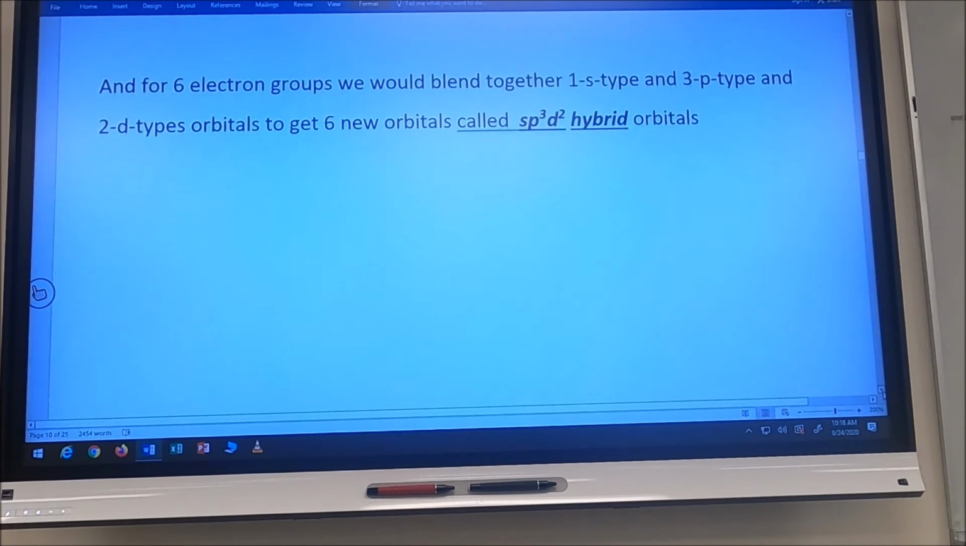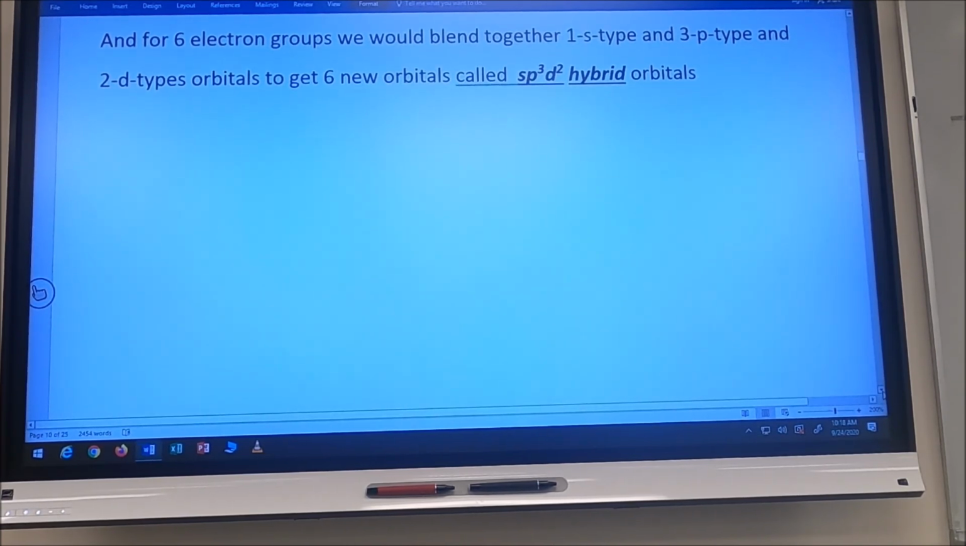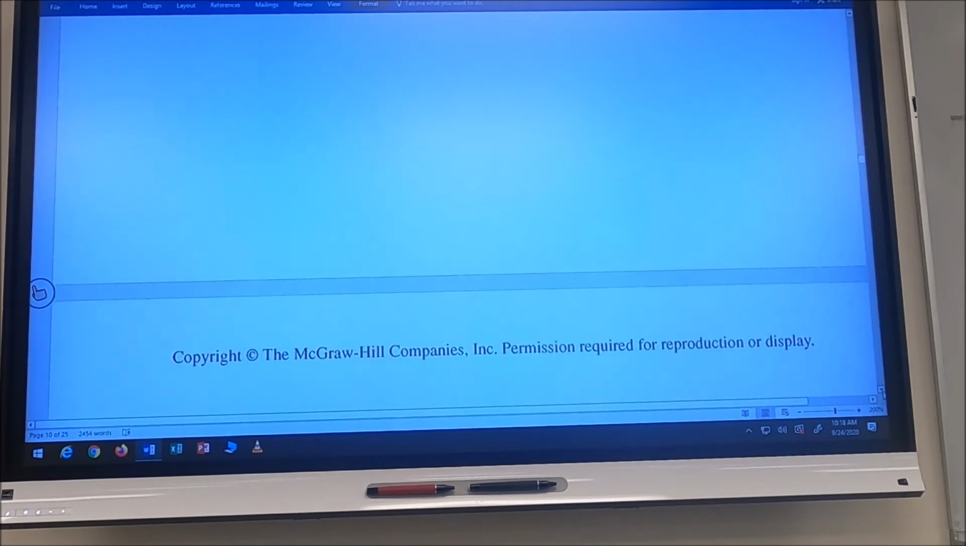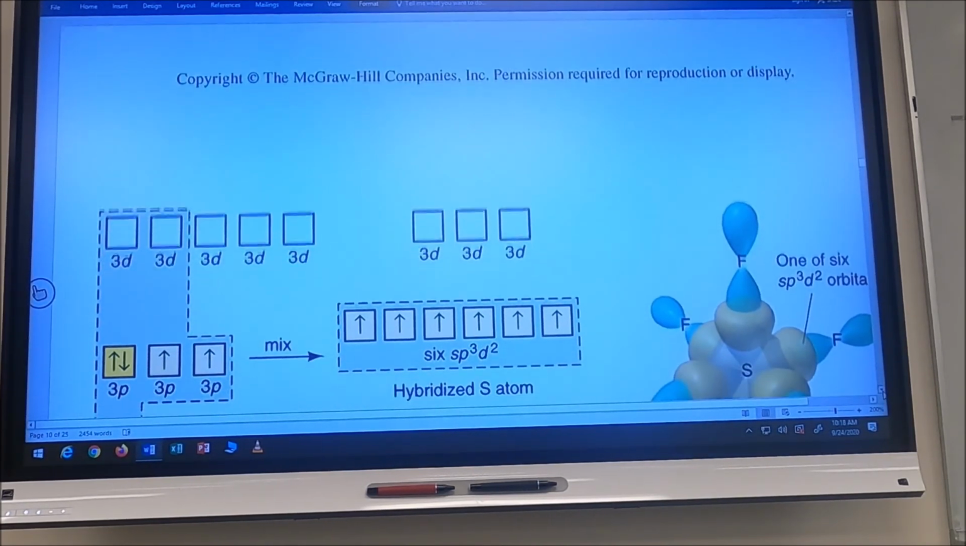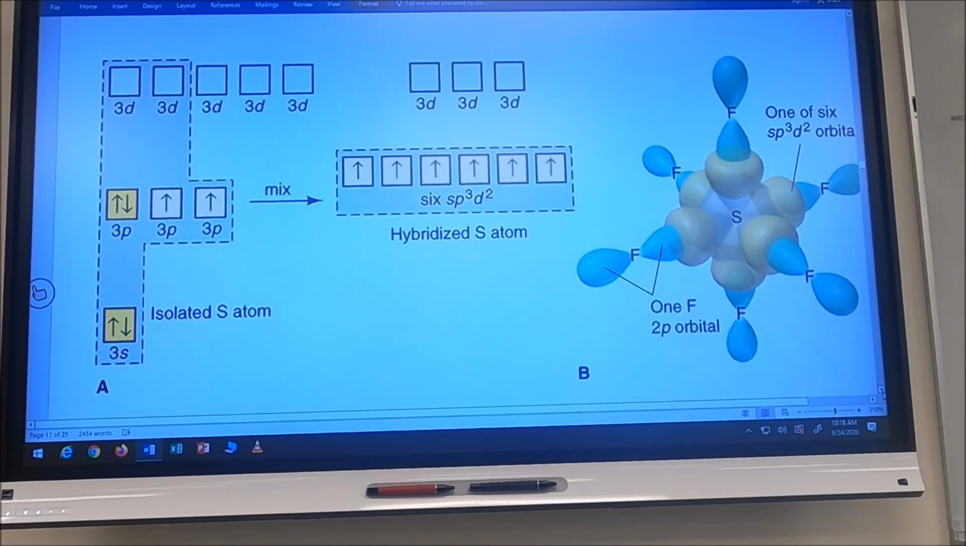And then if we have 6, we're going to blend together 1 s-type, 3 of the p-types, and 2 of the d's to give us sp3d2 hybridization. Notice now that I'm blending together 2 d's, so we get an energy that's on the upper side of the 3 p's. So it's close, you know, it's starting to inch closer to d's. Sulfur hexafluoride is our example here.